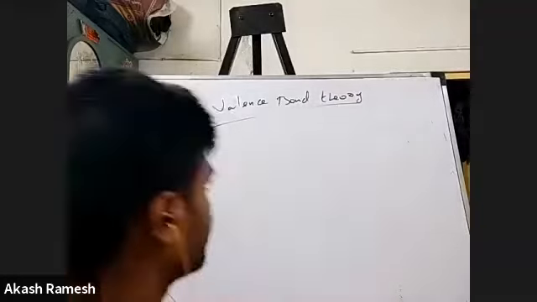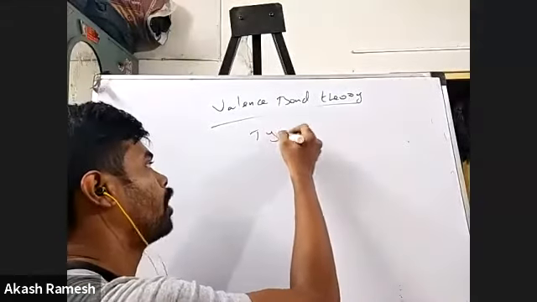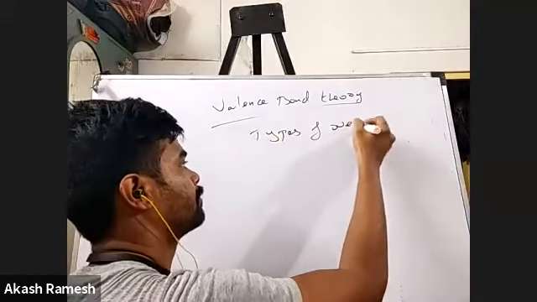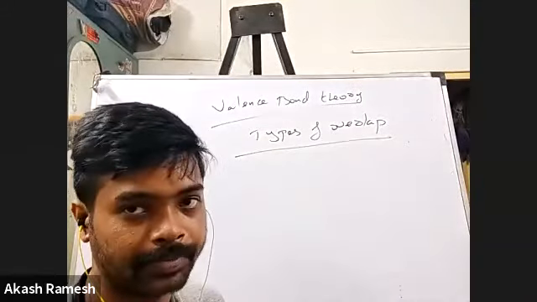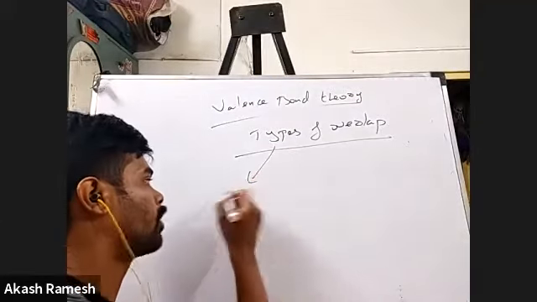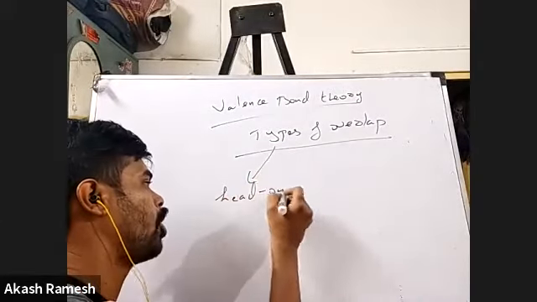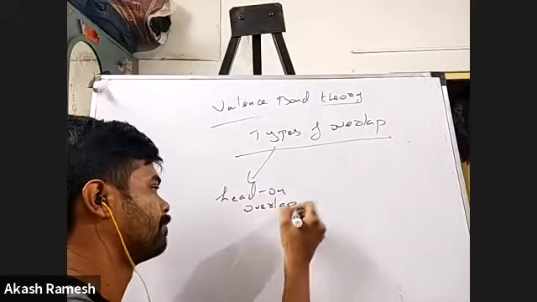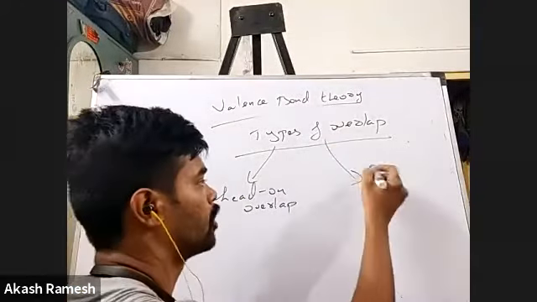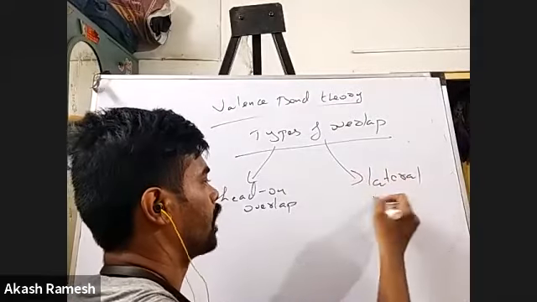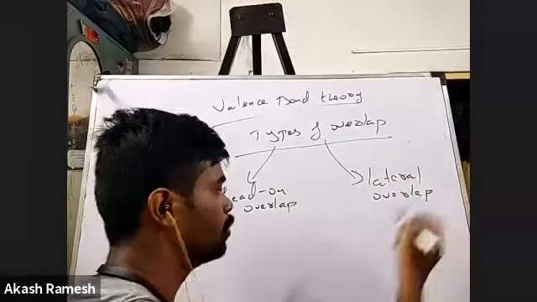Okay, right. So we are going to talk about types of overlap, overlap between the orbitals. The first type of overlap is what is called head-on overlap. The other one is what is called lateral overlap. So we saw both of them just now.